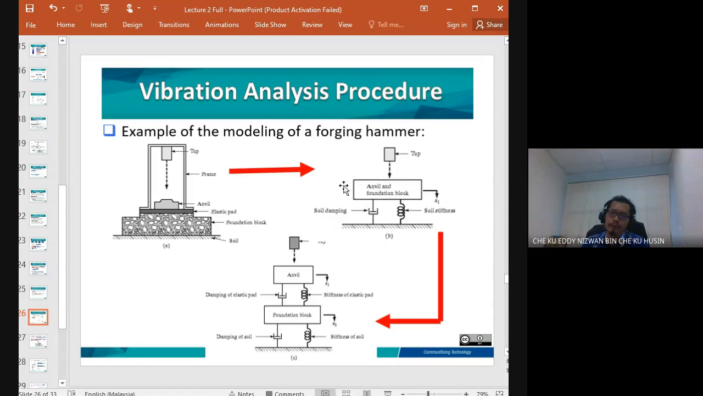If you look at the simple solution, you are only interested in the whole body motion, then you can just model something like this. If you want to go for the more complex, you are interested to study the motion of the anvil components and also the foundation block, so you want to separate them, and then you can model as a 2 degree of freedom. Okay, so the anvil is one body, with motion x1, and then the foundation block motion you can consider x2. So both bodies have their own motion, so you can separate them into 2. By this model, if you know all the parameters, then you can estimate the motion of x1 and x2. That's what we call the solution. This one we only consider the motion of the whole body, which is x1.